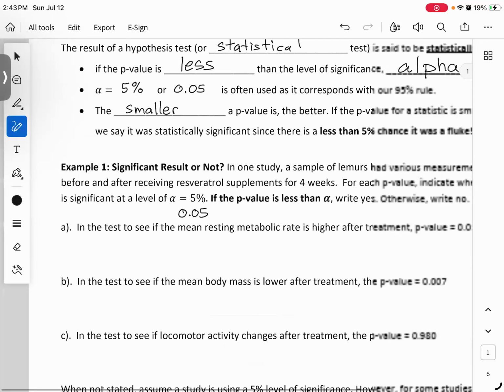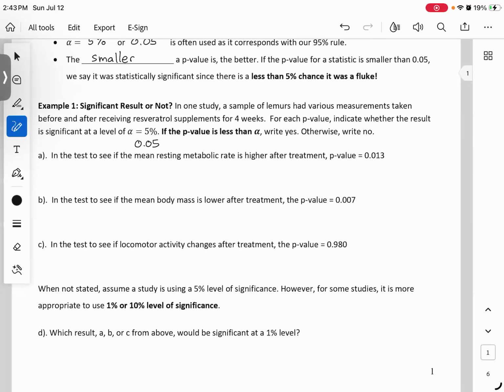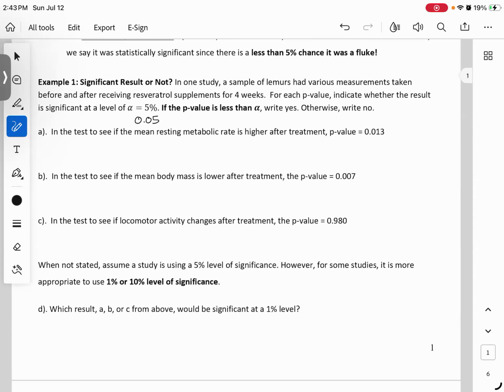In this study, their cases were lemurs. They were testing to see whether this ingredient, known as resveratrol, an ingredient found in red wine, would have an effect on the lemurs, but not just on one thing. It was actually three different things. I'm just going to put a lasso around all of them. So it was three parallel, or simultaneous, tests that were happening.